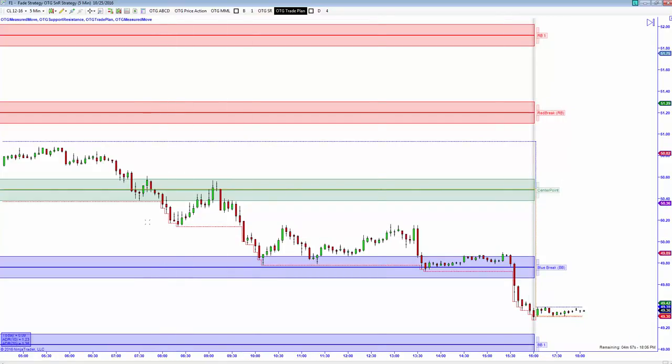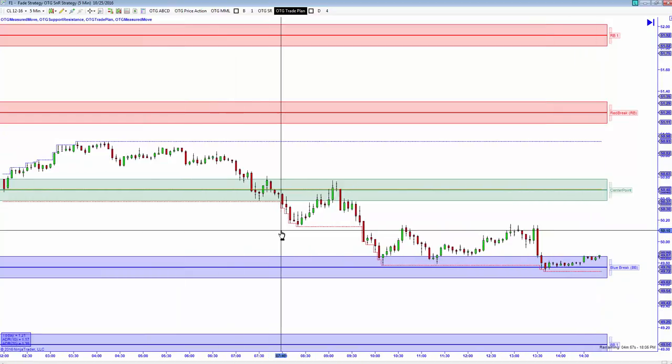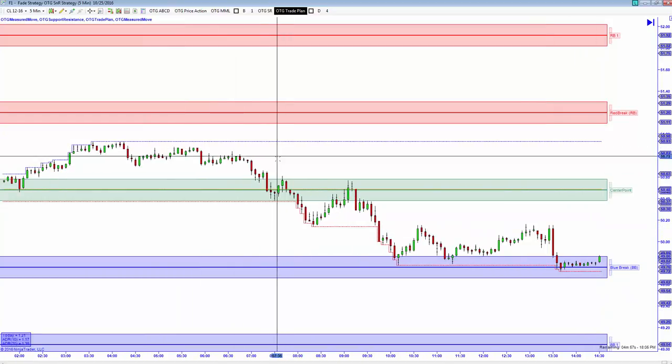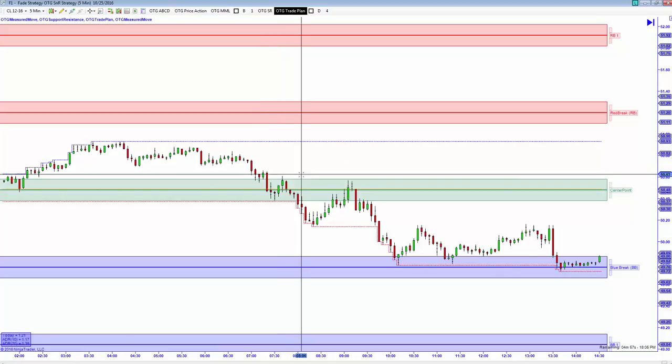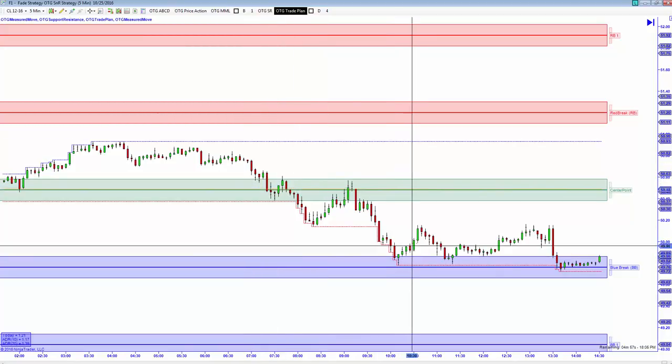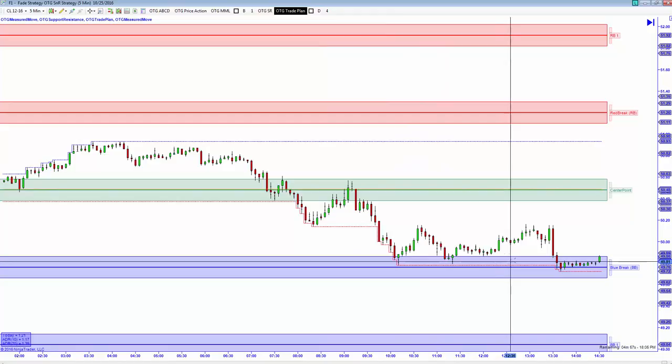But again, the power of your market maker levels in conjunction with your primary support and resistance levels, along with your trade plan, gave you a couple of really nice opportunities that we were able to take advantage of here in the trade room today, and you would be too.